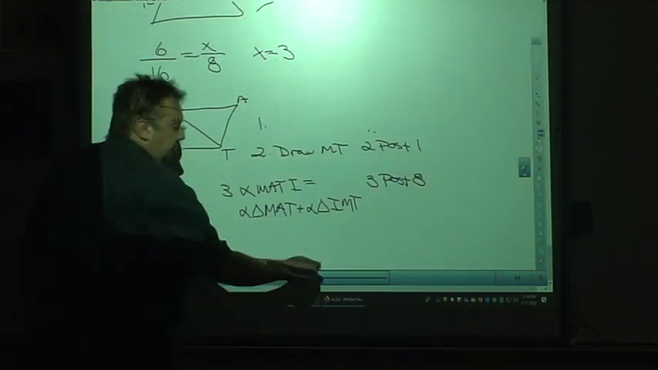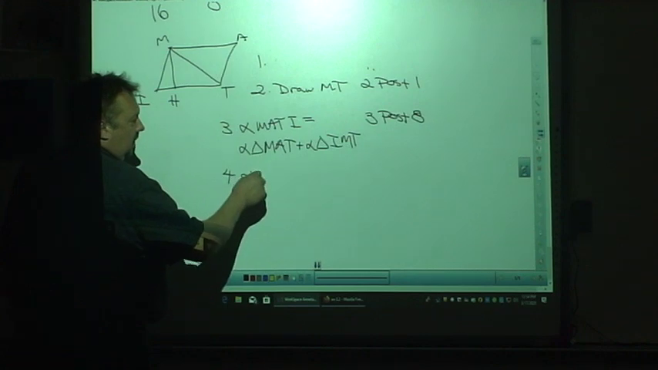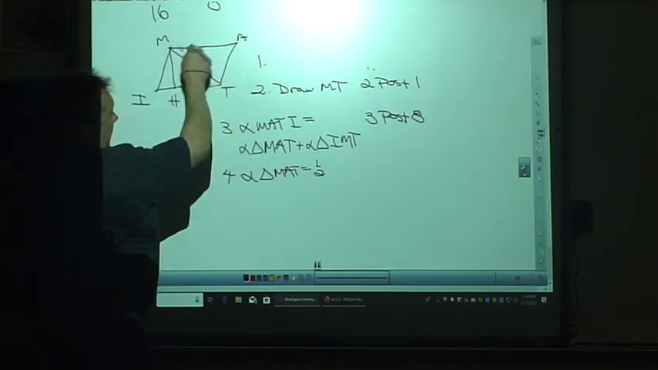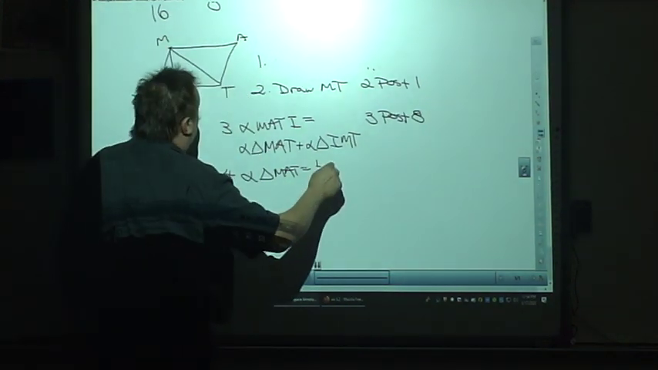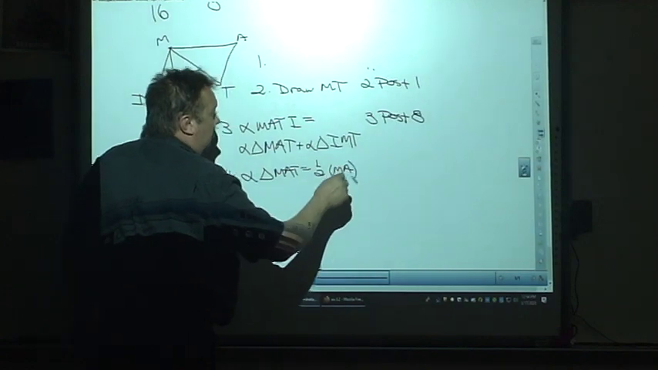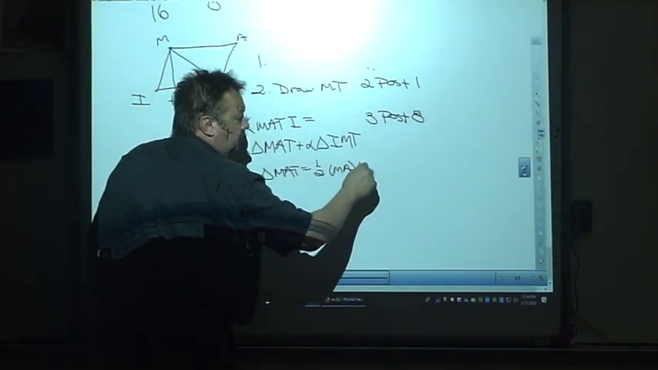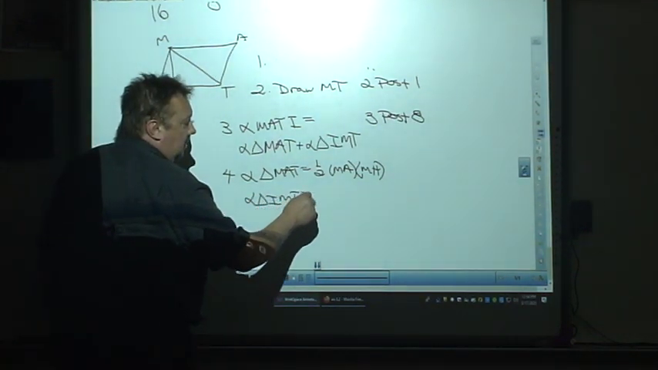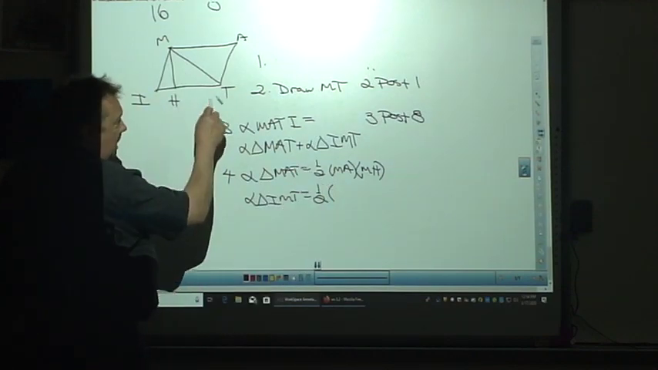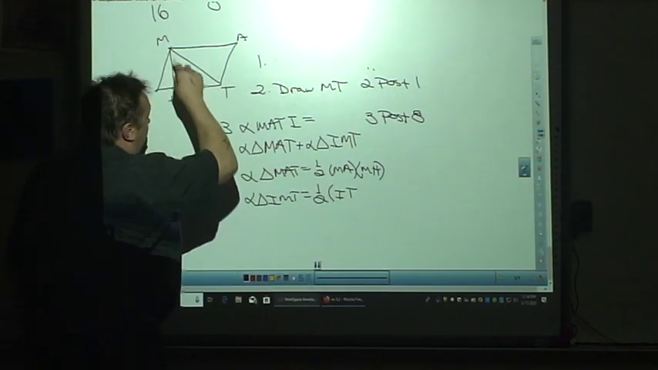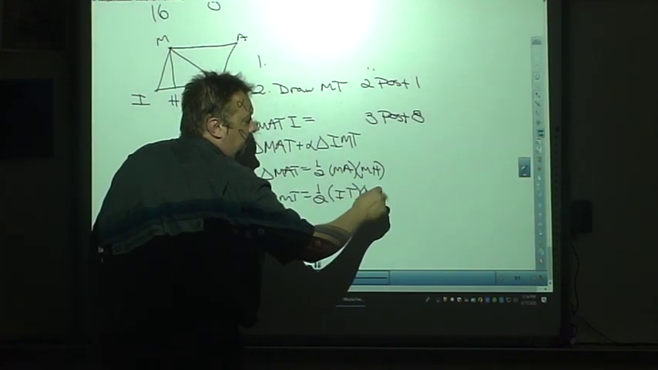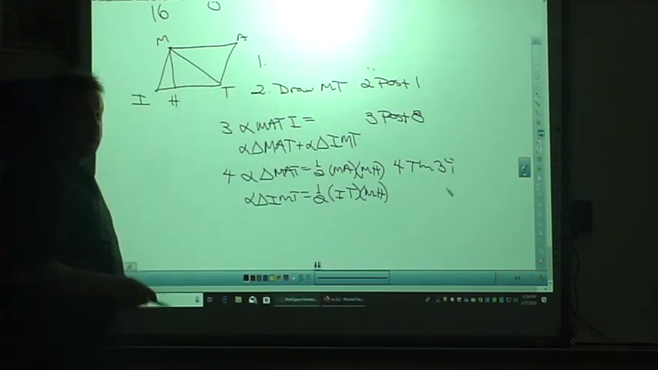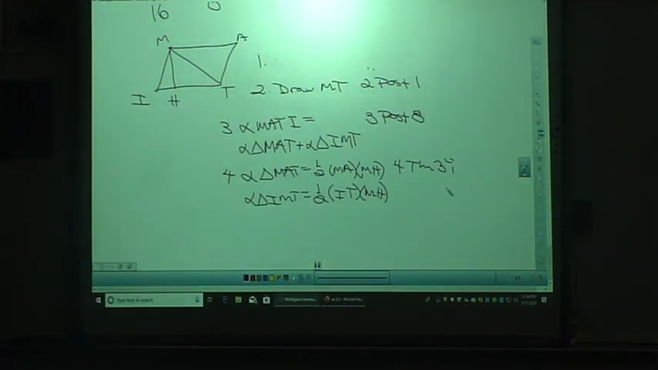Then I look at the individual triangles. Area of triangle MAT is going to be 1/2 the base times the corresponding height, MH. And the area of triangle IMT is equal to 1/2 the other base, and again the same height. This is theorem 39. 38 is for right triangles. 39 is for any triangle.